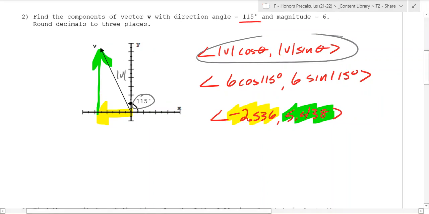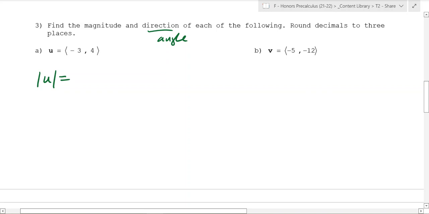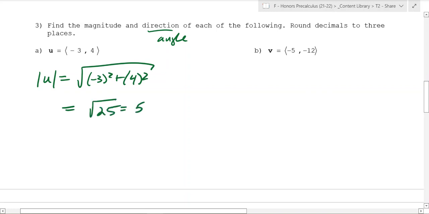So in these two questions, it says find the magnitude and direction of each of the following. And direction means direction angle. So for this one right here, what's the magnitude of u? Well, that's just going to be the square root of negative 3 squared plus 4 squared. So that's just going to be the square root of 25, which is 5. So that's the magnitude there. Now if we want to find the angle, we already have the components. We need the angle right here.